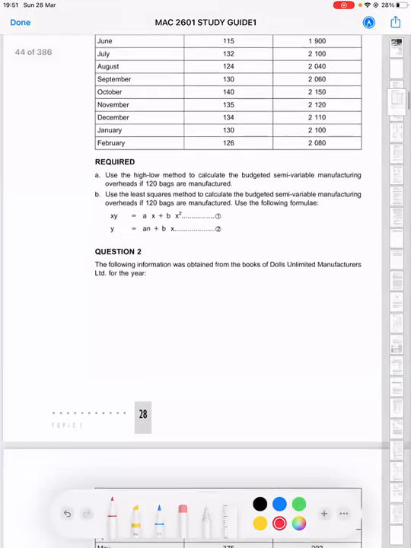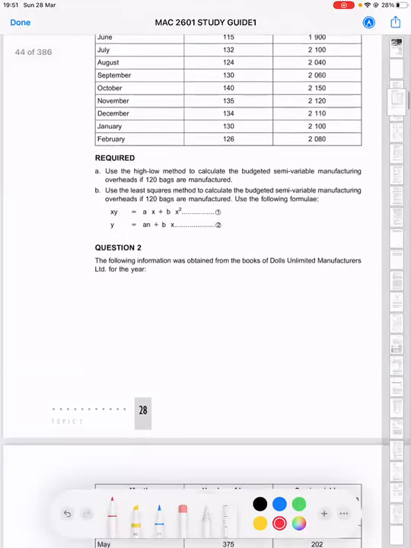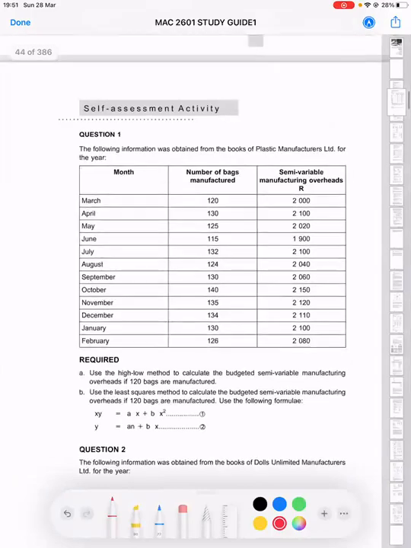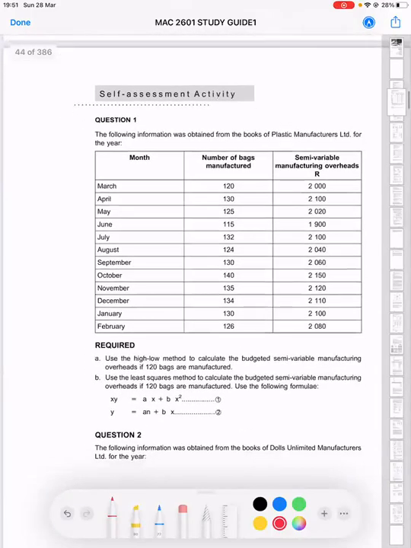So for now, I can give you a homework whereby you will have to do self-assessment question number 1. You answer your A only. Don't do B. So you are going to do question 1, part A only.